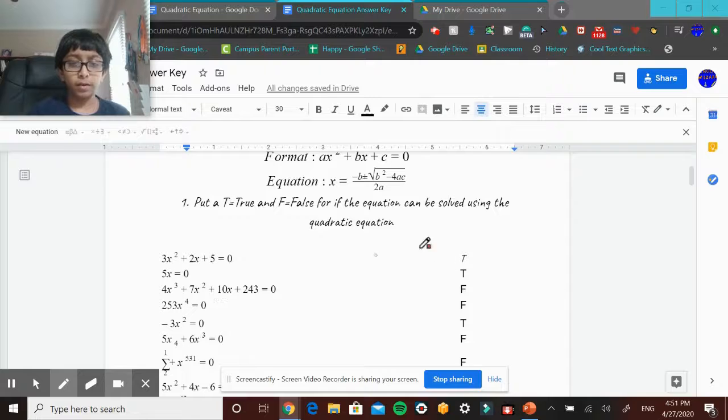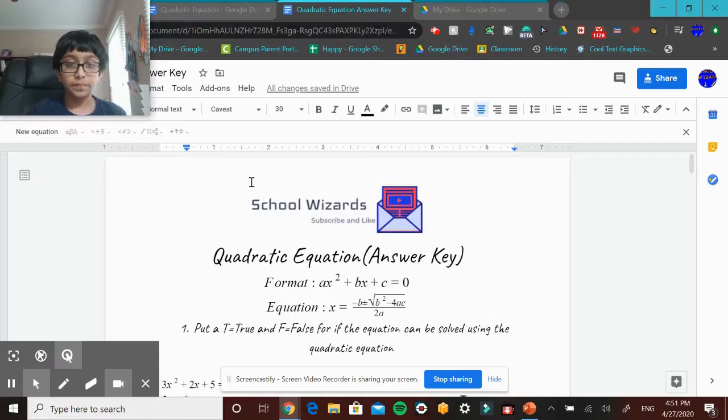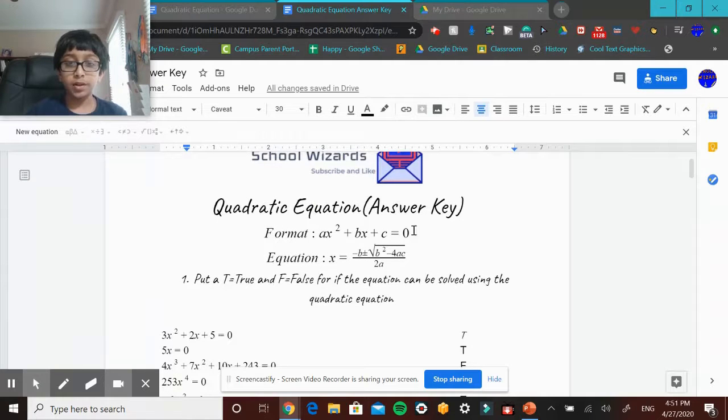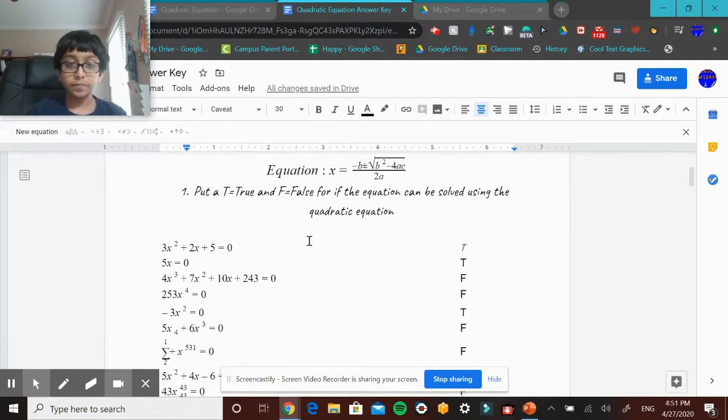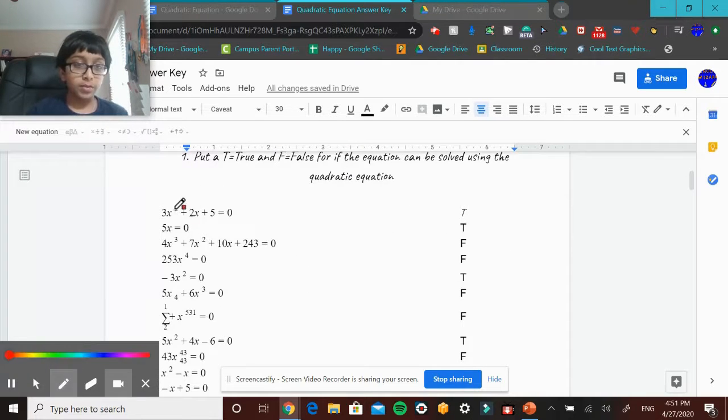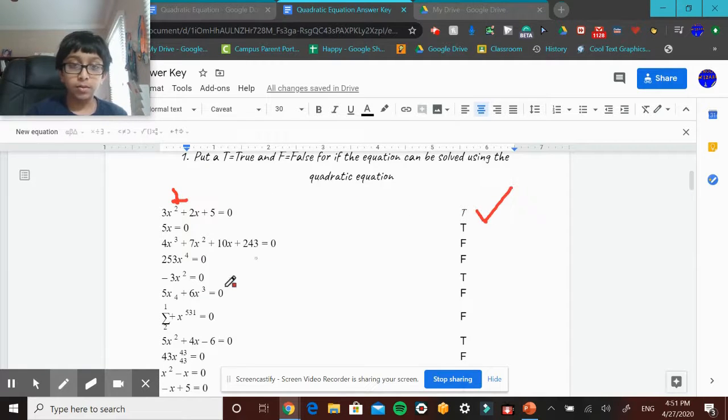Hey guys, and welcome back. So, let's start by looking at the first problem. Okay, so here's the format, and here's the equation. We have our x squared, our x, and our c terms. Over here, we have just a b term. It is linear, but it is true because it just doesn't have an a term.